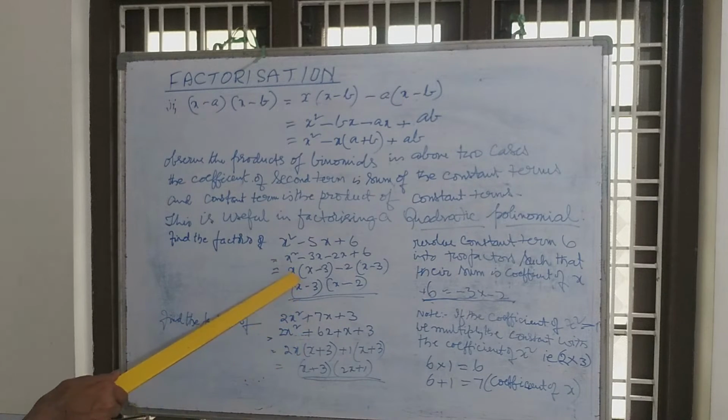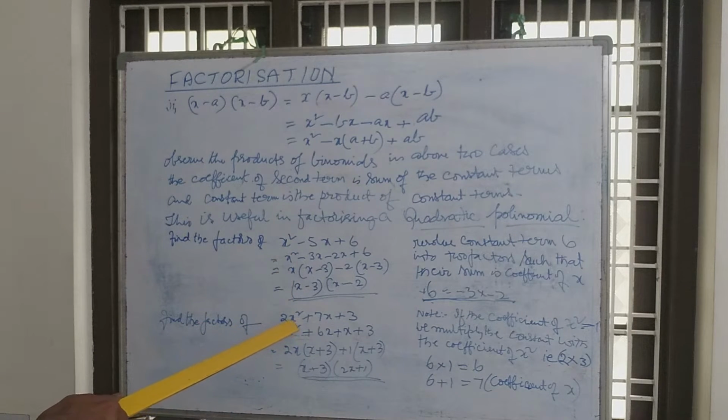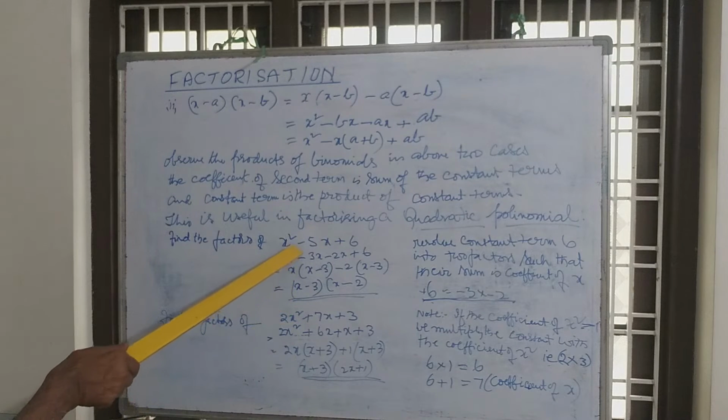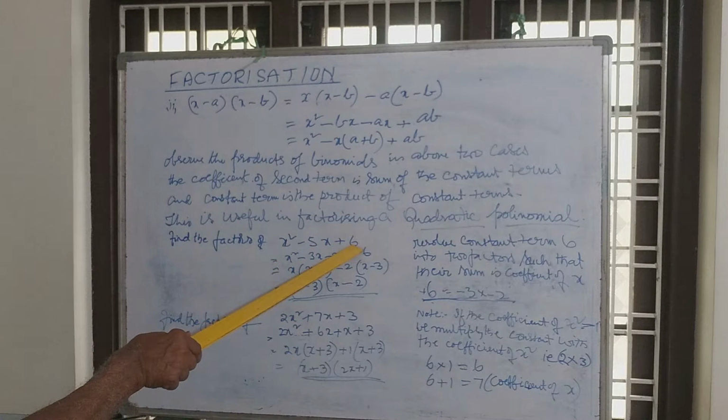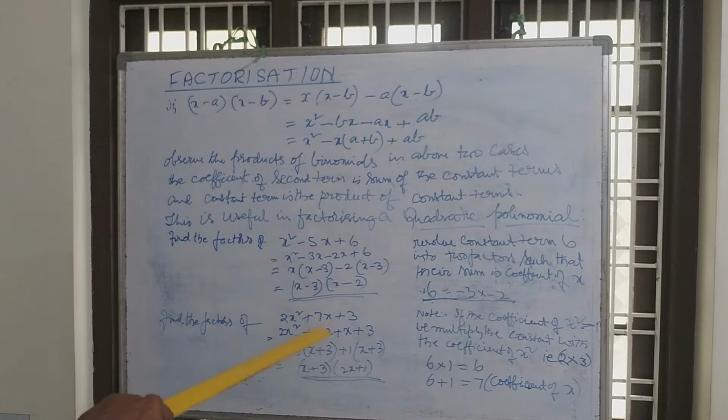Now find the factors of the quadratic polynomial. There are two different types of quadratic polynomials here. Here the coefficient of x square is 1, and here the coefficient of x square is 2, greater than 1. In the first case, simply take the constant term and resolve it into two factors such that their sum is equal to the coefficient of x. In the second case, find the product of these two, and find the factors of that product such that the sum is equal to the coefficient of x.